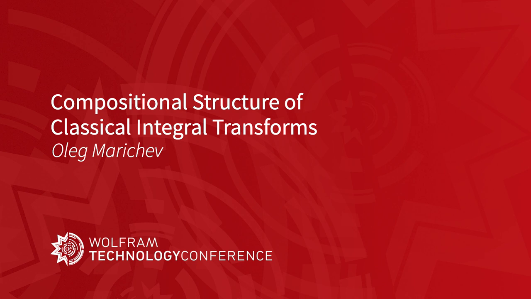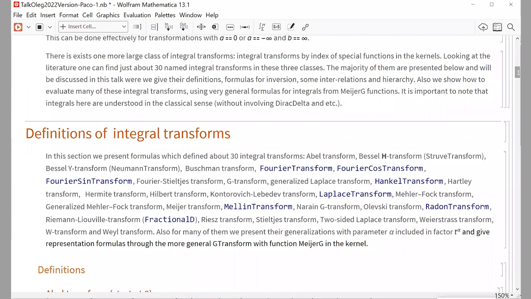My name is Oleg Marichev, and my talk is devoted to the composition structure of classical integral transforms. At first, what is it? Integral transforms. It is definitions. Integral transforms transform one function, which stays under the integral and is multiplied by a kernel, to another function.